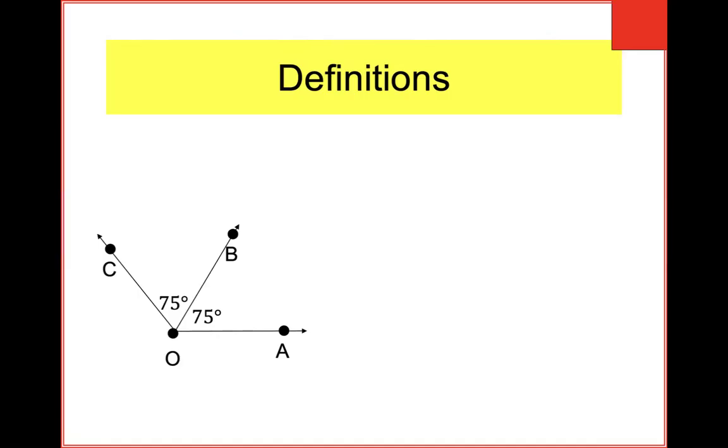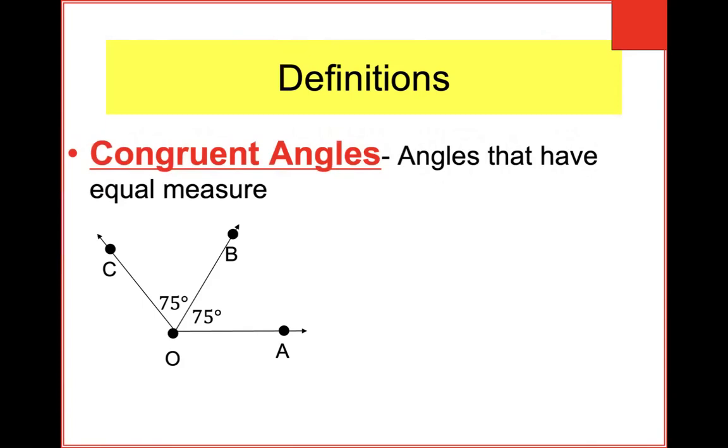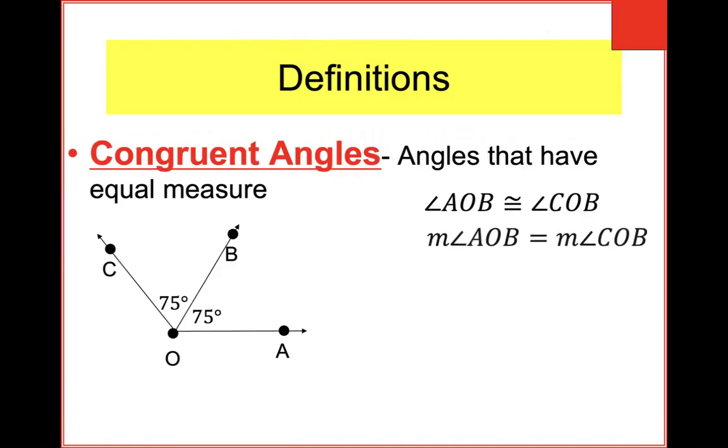When you have two shapes that are the same and they have equal measures, in the sense of unique shapes, then we can call these congruent angles. These are angles that have equal measure. 75 equals 75. And remember, we have a symbol for congruency. That's the equal sign with the tilde above it. So we could say angle AOB is congruent to angle COB. And one consequence from congruence is that their measurements are equal. Now remember, for angles, if I talk about their measurement, I put that little M there. Make sense?